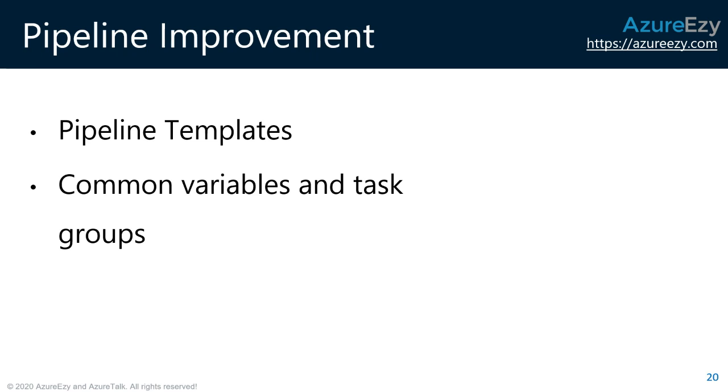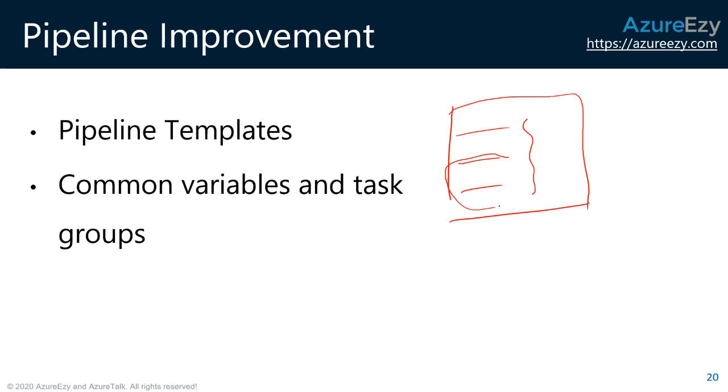Similar to pipeline templates, in pipeline templates you are standardizing the entire pipeline. So suppose you have a pipeline and you are standardizing the whole pipeline. Now in some cases you do not want to standardize the whole thing. You just want to standardize these two tasks, task 1 and task 2. So in Azure Pipelines there is a way to create a group of task 1 and task 2, and you can call it task group 1 or something.